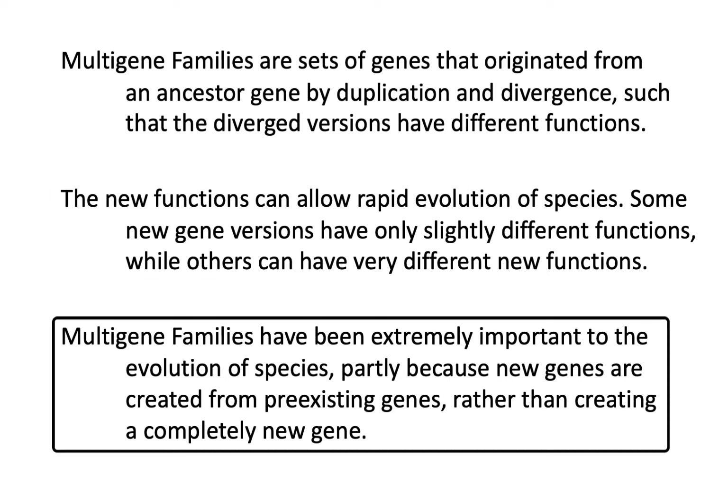So these changes can be fairly rapid because instead of starting out to evolve essentially a brand new gene, the genes can be duplicated. One gene can remain the same, and the other one is free to mutate and change. And so you can get rapid changes from these duplication and divergence events.